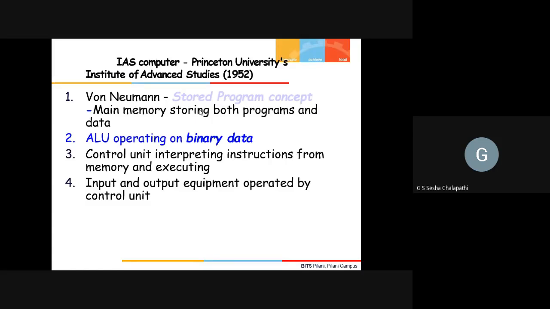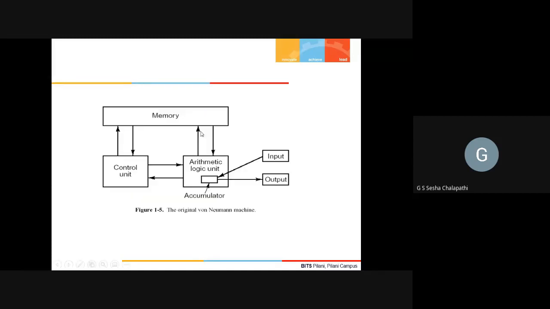There was a control unit for interpreting the instructions from the memory and executing them. It also had input and output equipment which can be operated by the control unit. Basically it looked like this. You had an ALU, arithmetic logic unit, which takes input from the input device, and a control unit which controls the memory as well as the ALU. It does some computation and stores the result on the output device. The accumulator performed the operations of computation.